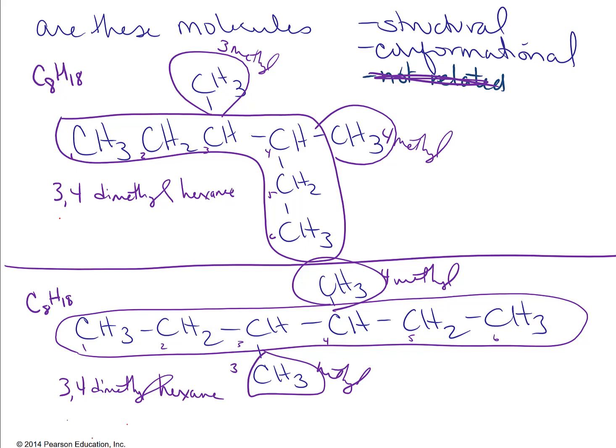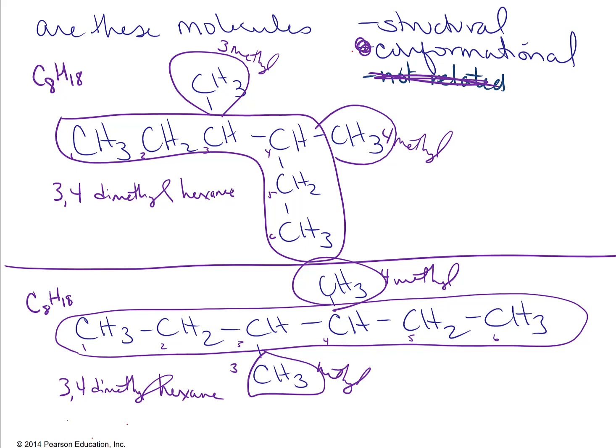Okay, so always go through and first check how many carbons and hydrogens. If you have the same number, then you know that it's an isomer. And then the issue is just to name them. If they have the same name, they're conformational isomers. They're the same molecule drawn differently. If they're different names, then they're structural. They're actually put together differently.